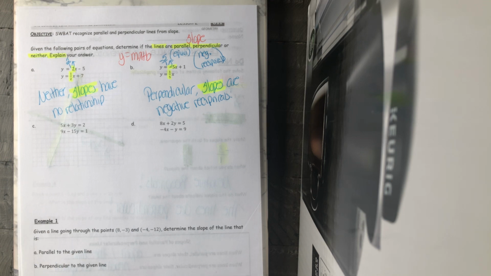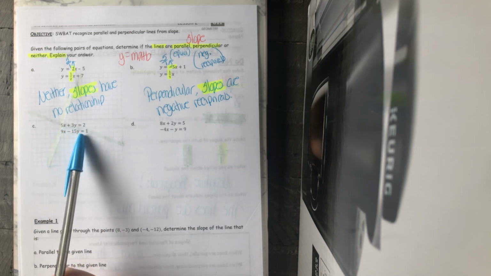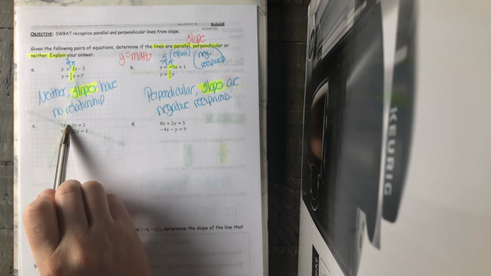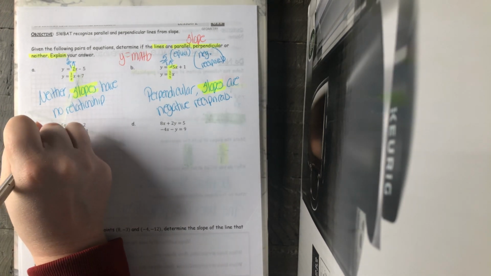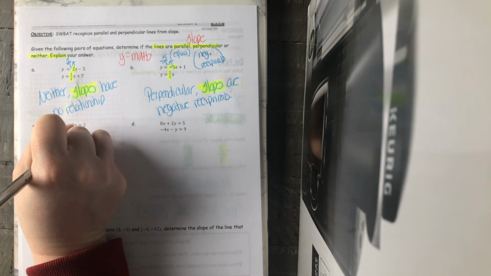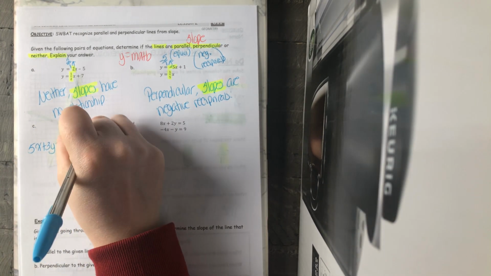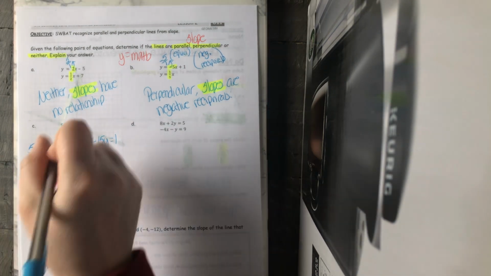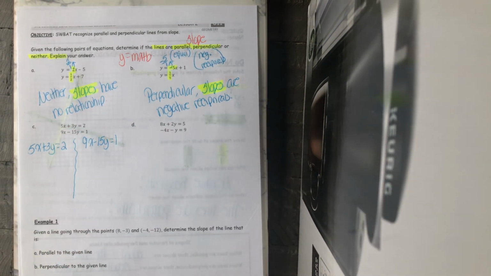Now C and D are a little bit more ugly, and I'm only saying that because they're obviously not in y equals form on either one, which is annoying because now we have to do some work, but that's okay because you guys got this. So again, if you feel like you have to pause the video, please do that. So I'm going to just write both of these guys separate. So I have 5x plus 3y equals 2, and then I have the 9x minus 15y equals 1. All right, and I'm just going to draw like a little squiggle here to separate my work.